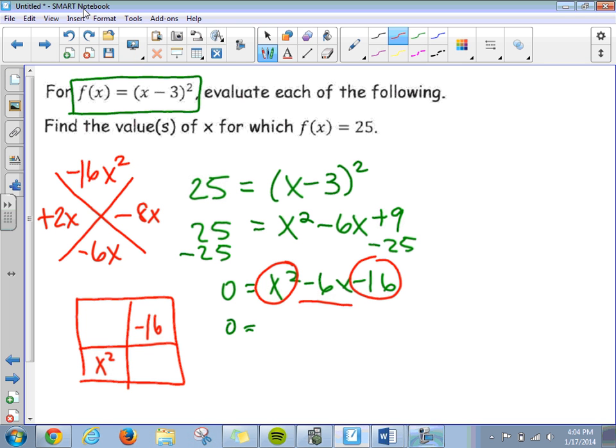So continuing on, we've got our x squared and our negative 16x, and then we're going to take that piece of our diamond, our x that we had to figure out, and we're going to plug them in. It doesn't matter which box they go in, but we know we have a positive 2x and a negative 8x.